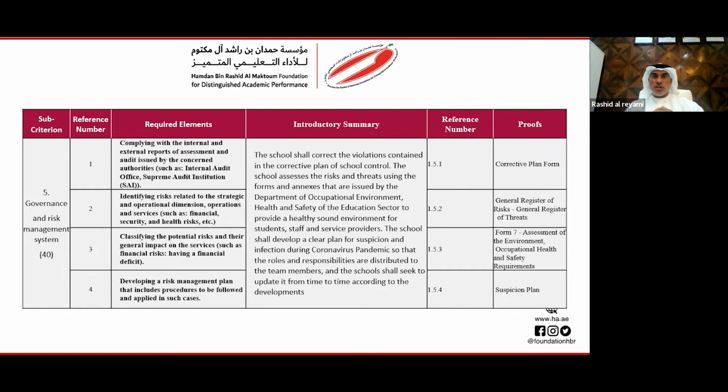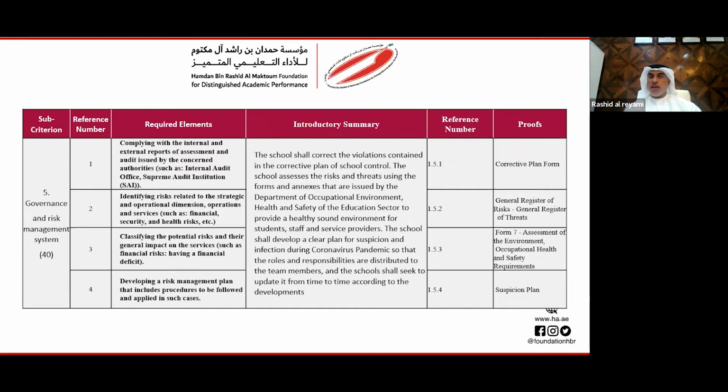The school should correct the violence and concern in the corrective plan of the school control. The school assesses the risk and threat using the forms and annexes issued by the Department of Occupational Environment, Health and Safety of the educational sector to provide a healthy, sound environment for the students, staff, and service providers.